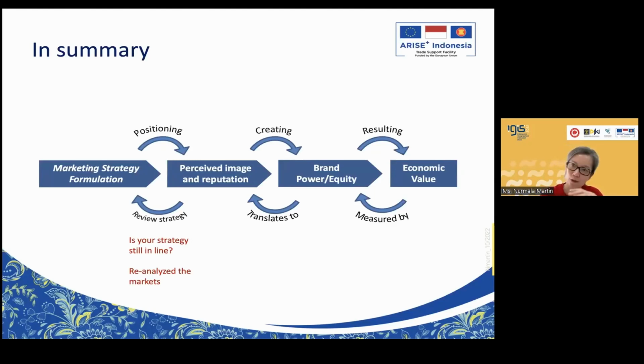From the built-up perceived image and reputation, you should go back to your strategy again to review it, to see whether it is still relevant, and whether you should reanalyze your markets. Maybe you got it wrong at the beginning, maybe you got it right, but then this goes in a circle. You have to review your marketing strategy. You cannot just do a marketing and branding strategy once. The formulation cannot be done just once and then you leave it. It is a dynamic process, so you have to keep coming back to it and review and review and review.